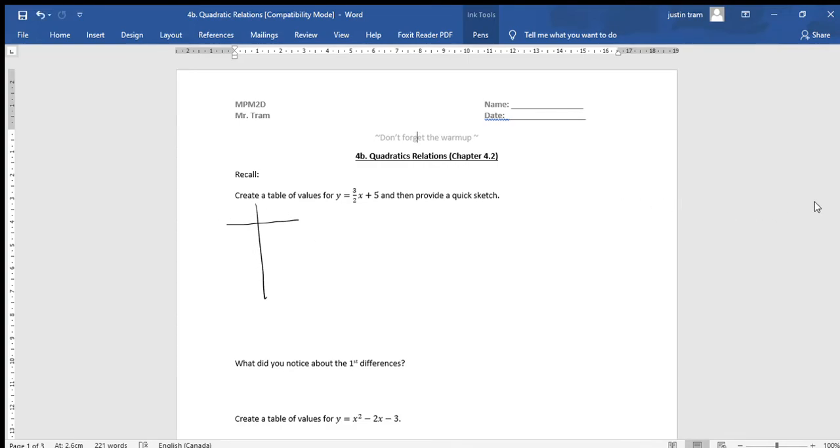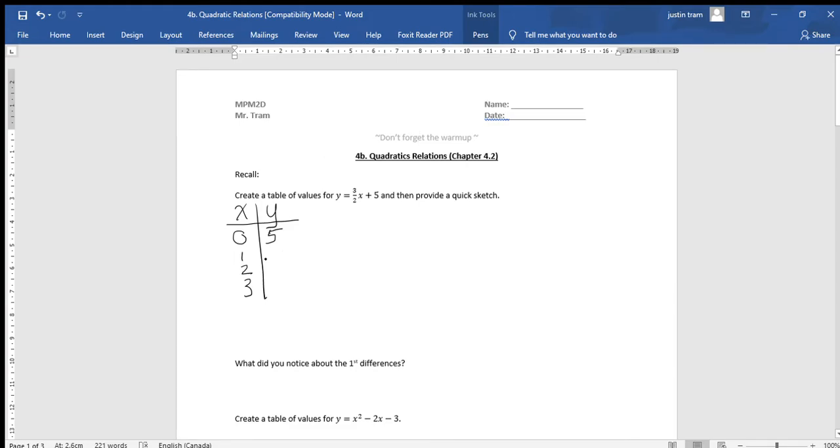Okay. X, Y. Okay, I'm going to choose random values for the X: 0, 1, 2, 3. And I'm going to substitute these into our linear equation to find the corresponding Y value. Sub in 0, 0 times 3 over 2, which is 1.5. 1.5 times 0 is 0, plus 5 is 5.